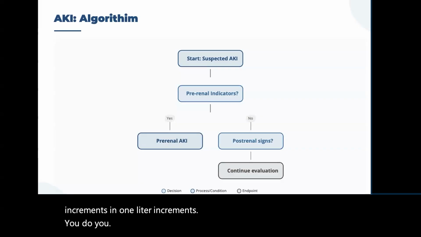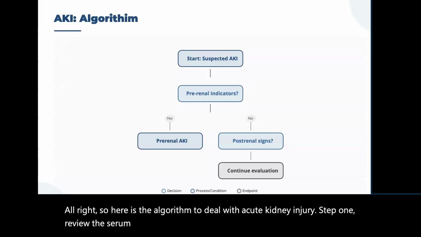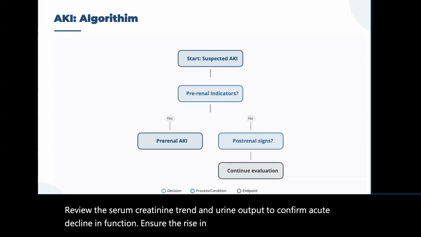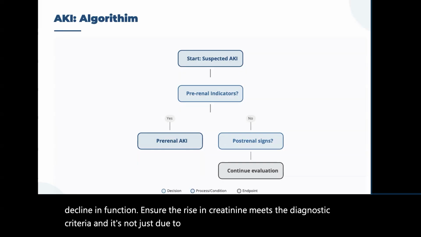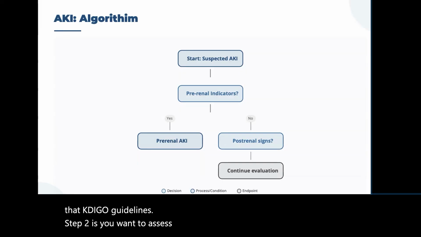All right. So here is the algorithm to deal with acute kidney injury. Step one, review the serum creatinine trend and urine output to confirm acute decline in function. Ensure the rise in creatinine meets the diagnostic criteria, and it's not just due to lab variability or chronic baseline, that's the KDIGO guidelines.